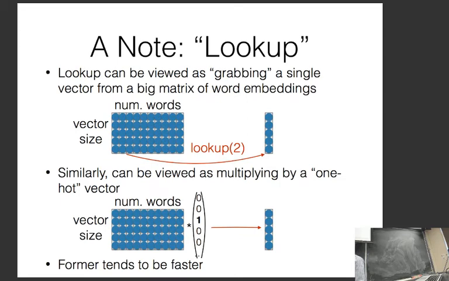When this is implemented in a neural network toolkit or whatever you're using, it tends to actually be doing the former, where it just grabs a vector. But the one-hot view can be more flexible. You can think of what happens if I don't set only a single one of these to 1? What if I set multiple ones to 1? What if I set it to something other than 1? That allows you to create more flexible models, and I'll be talking about some of those later.